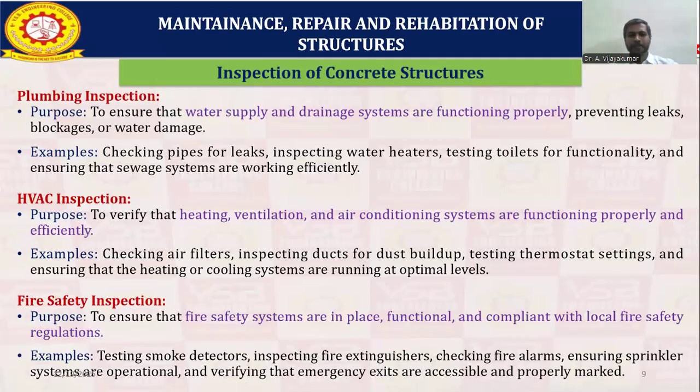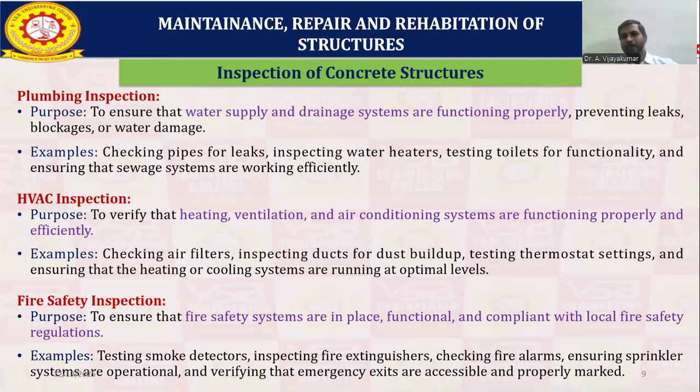Next, the fire safety inspection: the fire safety systems in the place must be functional and compliant with the local fire safety regulations. Fire safety has different rules and regulations that we need to adopt. What about testing the smoke detectors? In industrial areas, auditoriums or cinema theaters, smoke detectors will be there. If sudden smoke comes, they will give the alarm. But we don't know, so every two or three months we need to check whether the smoke detectors are working or not.